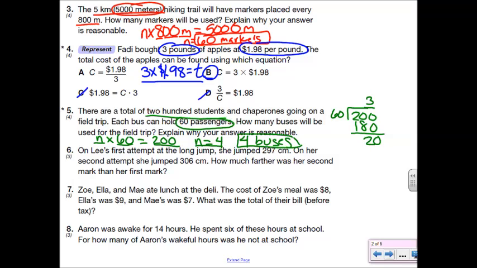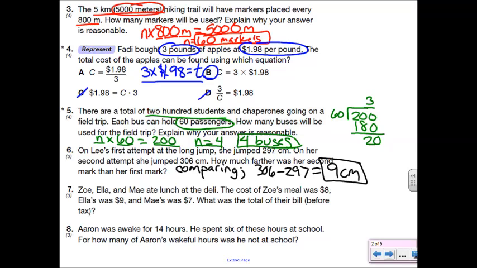So now we've switched gears and we've gone back to review some of what we did in lesson 3. So if you look at this one, they're asking us to compare her second and her first jump. So the plot for this one is comparing. And when we compare, we take the greater, which is 306 centimeters, minus the lesser, which is 297 centimeters, and that gives us the difference. Well, 297, 3 more gets me up to 300, and then 6 more gets me to 306. So 3 plus 6 is 9. So her second mark was 9 centimeters more than her first.